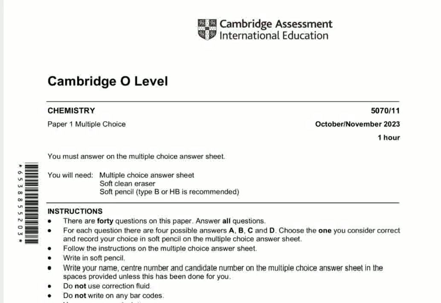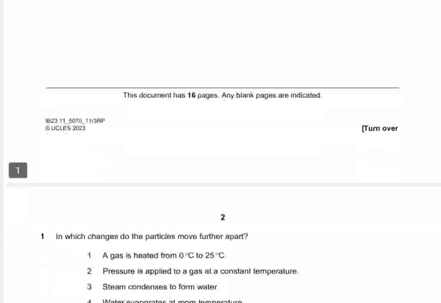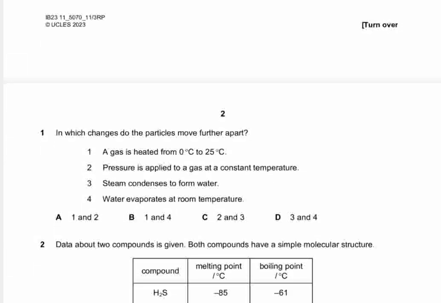It's Cambridge O Level, October/November 2023, Paper 1, Variant 1. The first question here is, in which changes do the particles move further apart? The first option is the heating of a gas from 0 to 25 degrees centigrade. So obviously that is a correct option, because when we apply heat to the system, the particles will move away from each other.